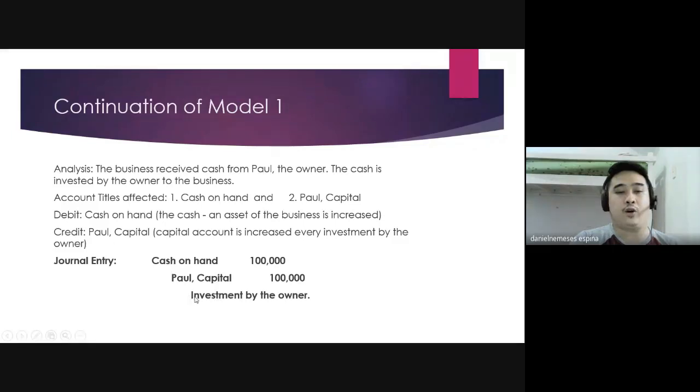And then for your explanation, you can put investment by the owner. It's up to you what explanation to put, as long as it's not far from the transaction. For example, if this is the transaction but you put sales from the customers, that's not right. It's not sales from the customer. It's an investment by the owner.